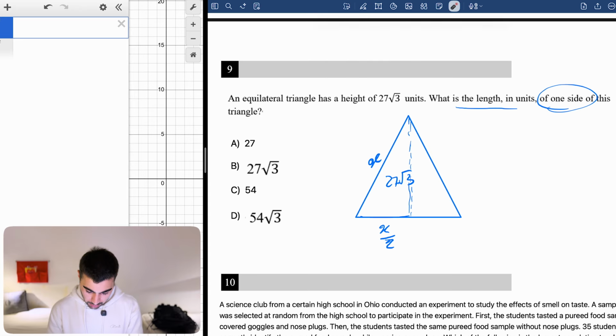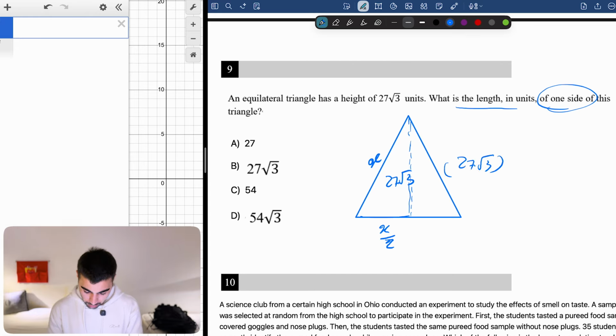So now we have this triangle inside, which we can use Pythagorean theorem to make an equation here. So we know that (27√3)² plus (x/2)² is going to be equal to x². Now just plug this into Desmos.